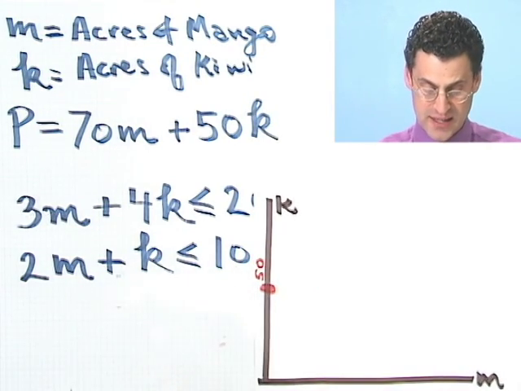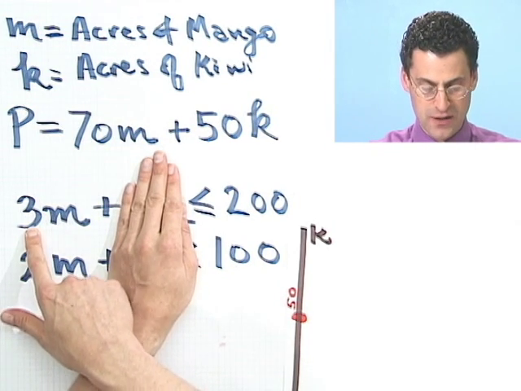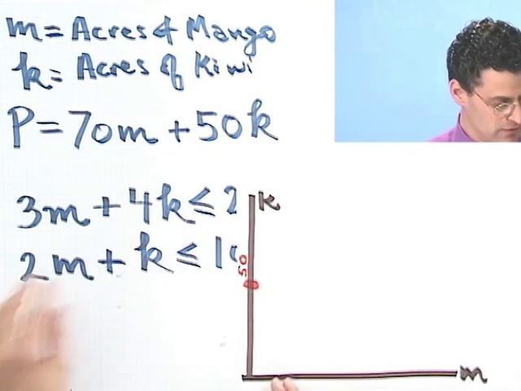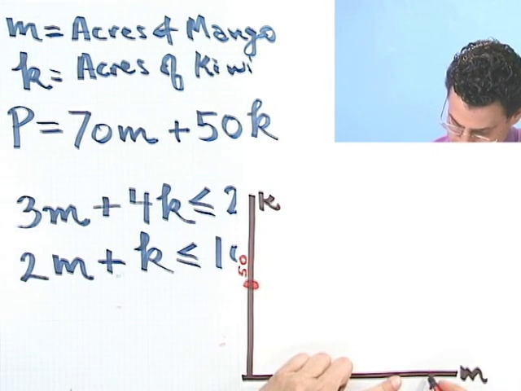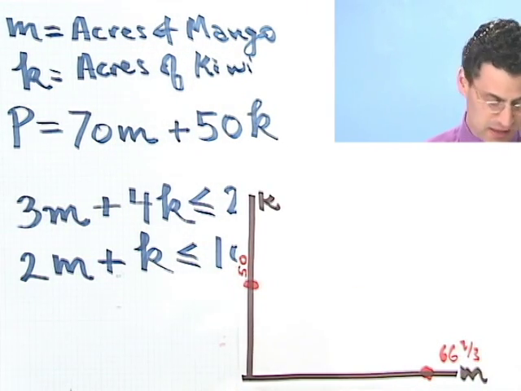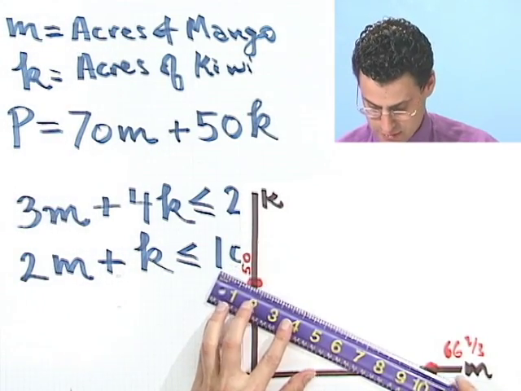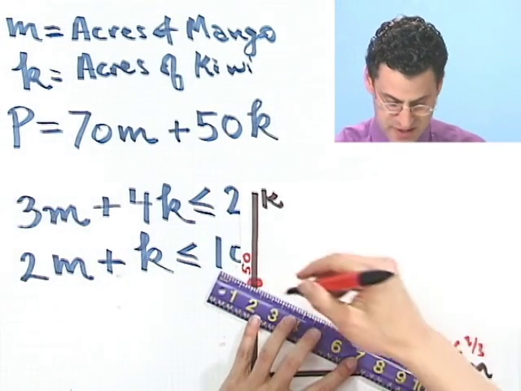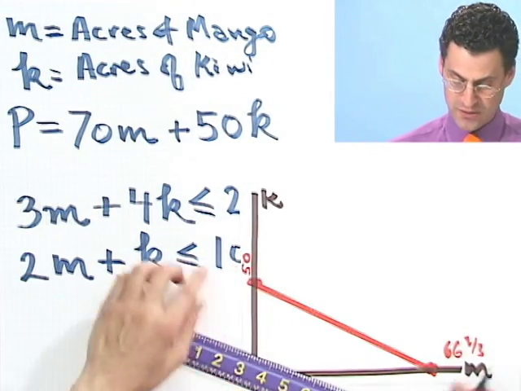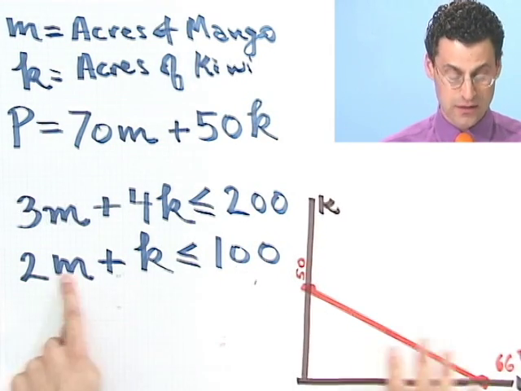Now, suppose that k were 0. If k were 0, I can solve this for m by dividing through by 3. I have 200 over 3, which would give me 66 and 2/3. So in fact, I'm way over here at 66 and 2/3. And I draw that line. Now I know that that line's not going to go off to the negative regions because I can't have negative acreage of kiwi or mango. So in fact, it's only in the first quadrant. Okay, fine. Now let's take a look at this second graph.